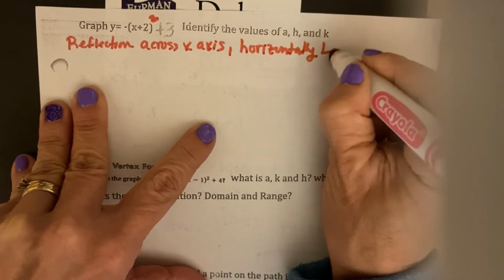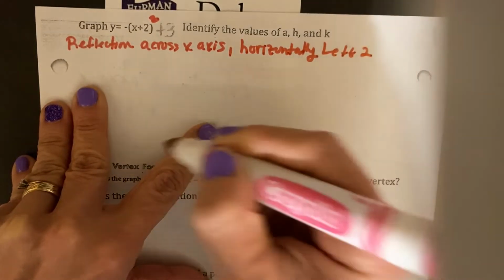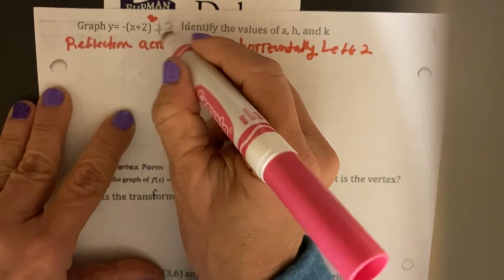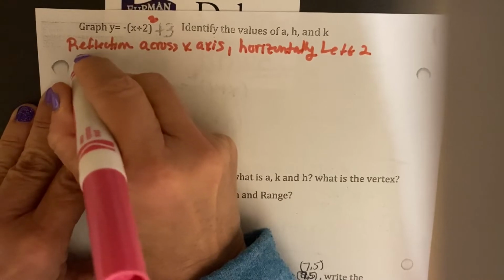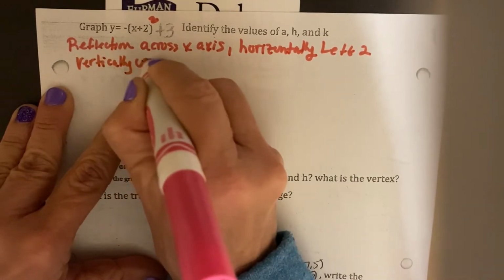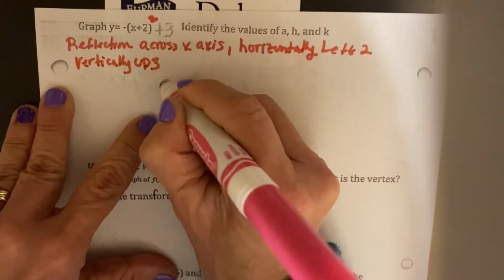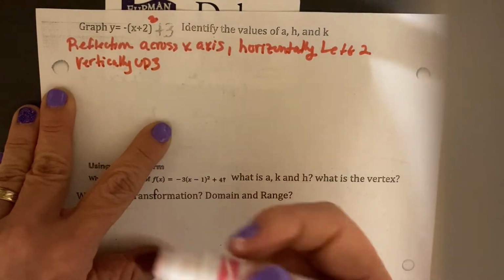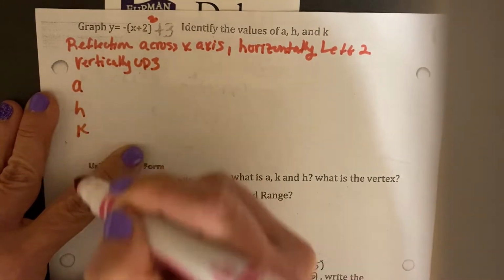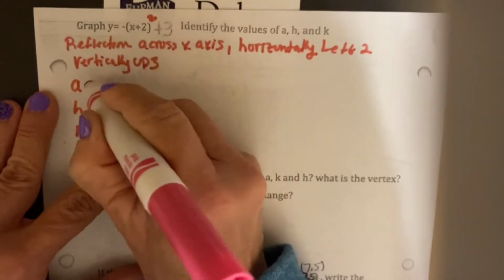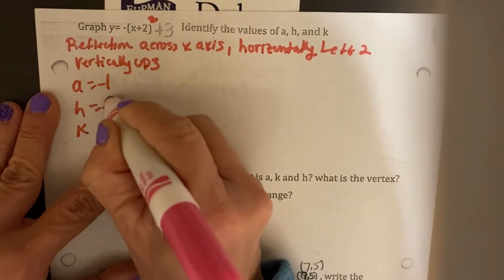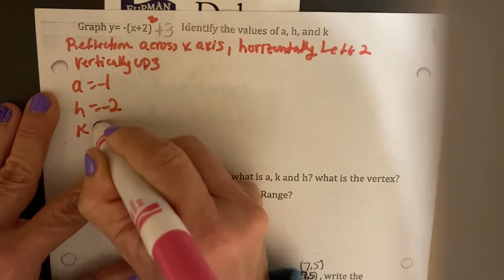It's going to go left 2. And then this +3 is where we're going to get our vertical movement. And so vertically, up 3 units. Okay. We also are going to identify our A, our H, and our K. And our A is going to be a -1. Our H is equal to a -2, and our K is 3.